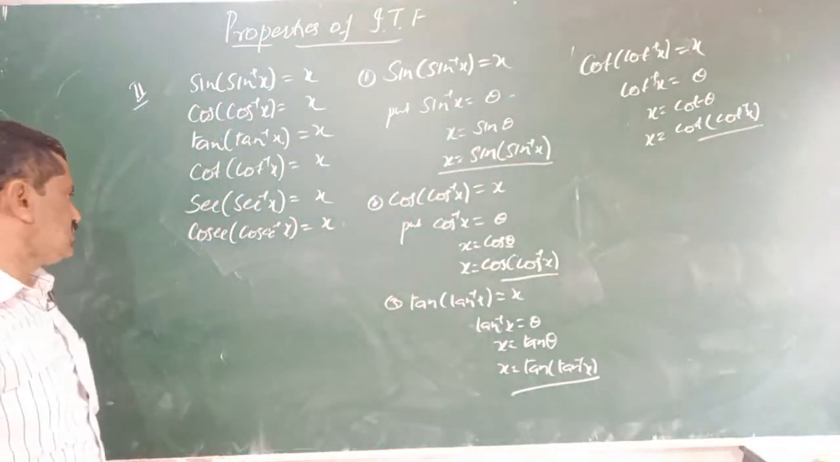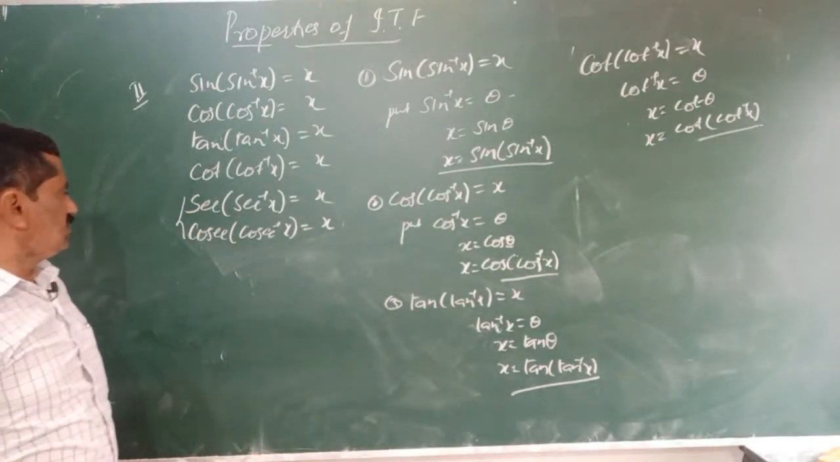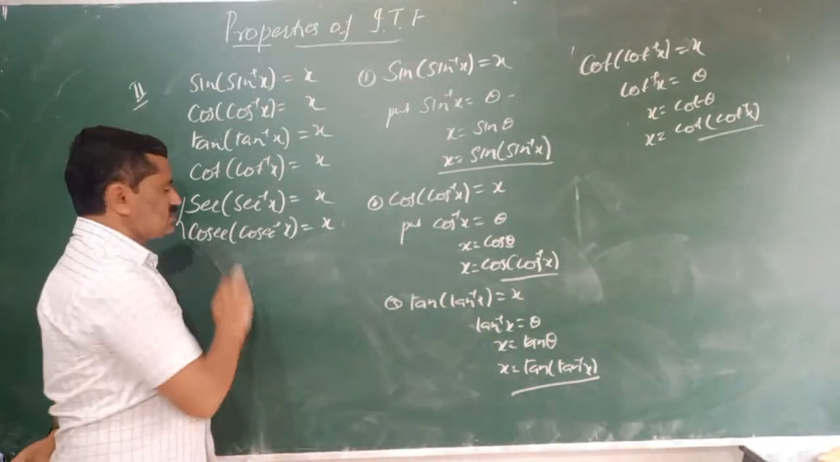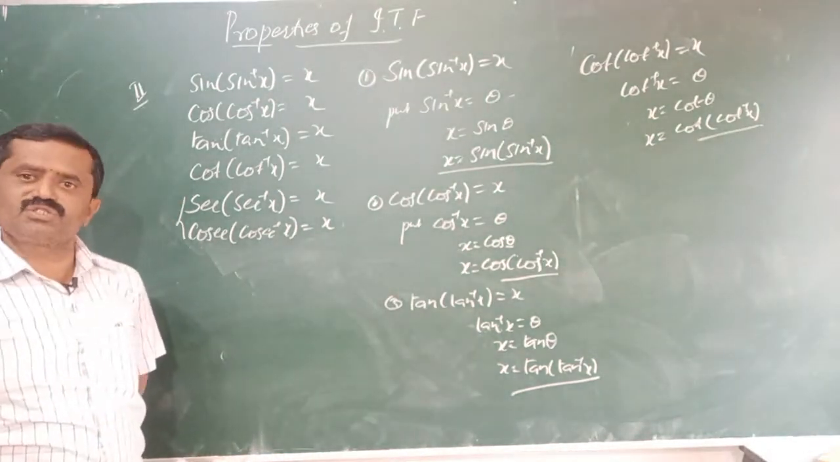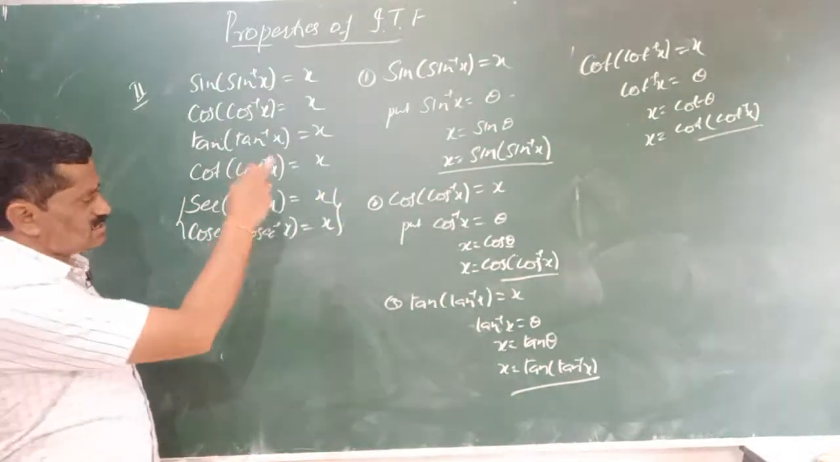Okay, dear children, in the similar way, just try the secant of secant inverse x is equal to x, and cosecant of cosecant inverse x is equal to x at home. Try this too at home by using the same method.